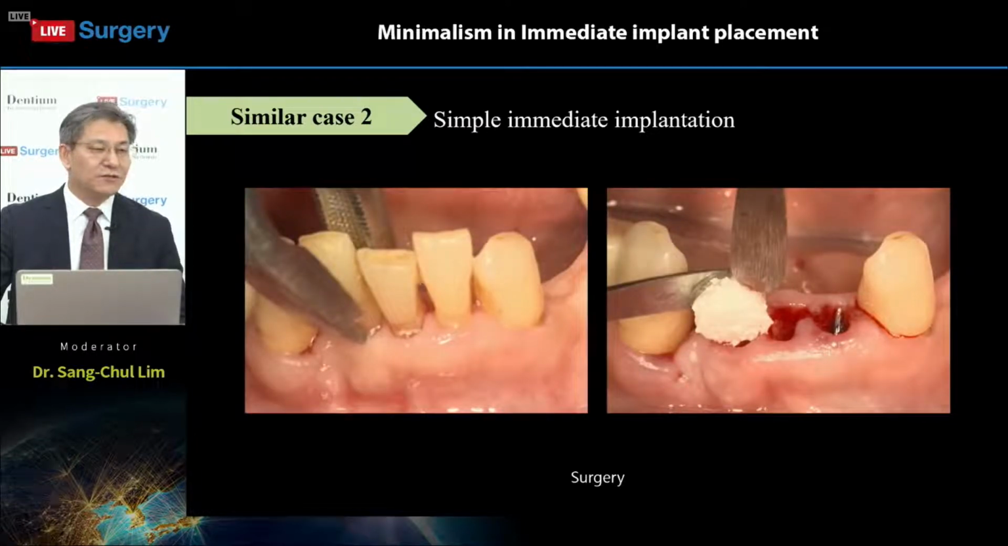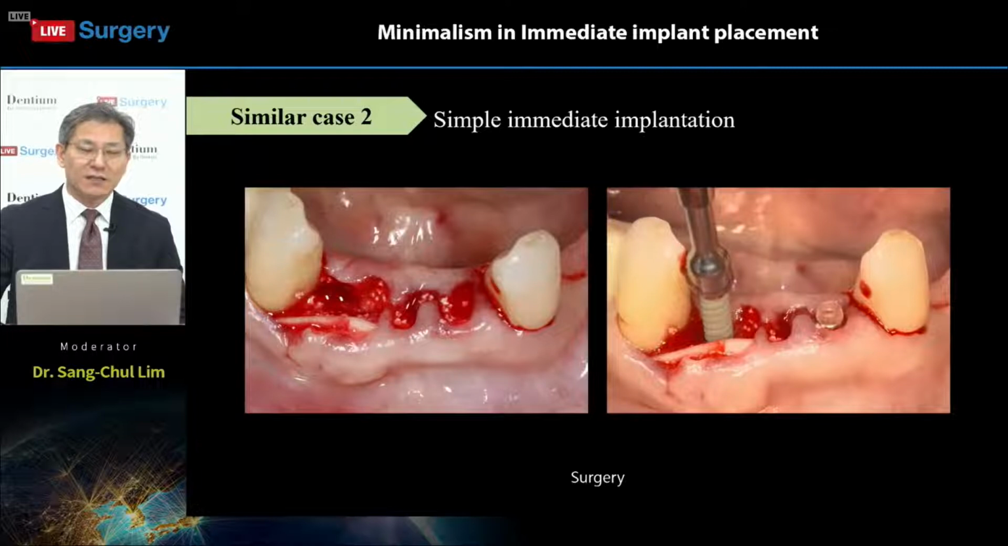And the extraction first, and drill, and bone fill, and implantation. The similar and same procedure. Very simple and easy. Sometimes we have to use collagen membrane protecting the labial bone plate in case of damaged socket. So this time, as you know, number 42 area is covered by collagen membrane on the labial side.